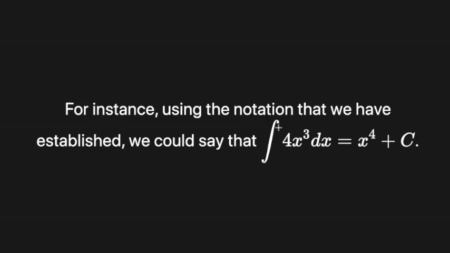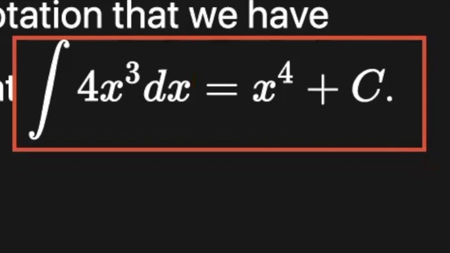For instance, using the notation that we have established, we could say that the antiderivative of 4x cubed is x to the fourth plus a constant.